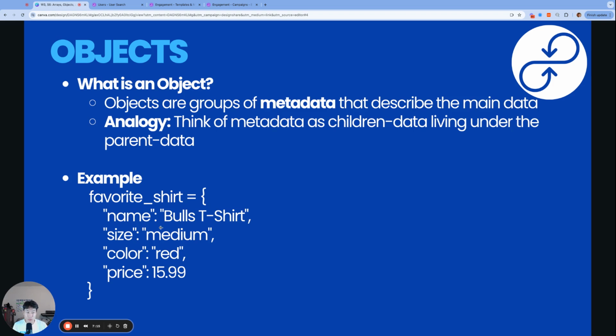In this custom attribute, we not only want to store the name of the item, but maybe the size, color, price, and maybe more. And since we do want to work with a lot of metadata and children data, an object is the best data type to use in this situation. Since we have a bunch of metadata that describes the parent data, which is favorite_shirt. And once again, here's what that looks like in Braze.